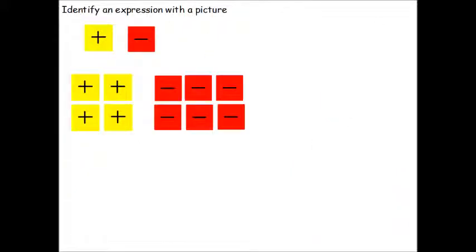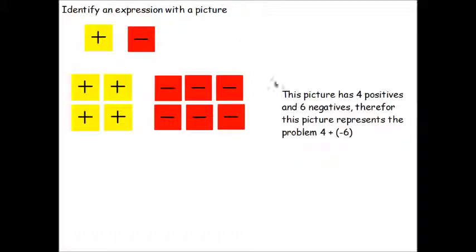Now if I look at this, sometimes they're going to give you an equation that's represented with a picture, and they're going to ask you to solve it. So in this one, I have 4 positives, 1, 2, 3, 4, and negatives, 1, 2, 3, 4, 5, 6. So if I was to write out a statement for this, I would say this picture has 4 positives and 6 negatives, therefore this picture represents the problem 4 plus negative 6.